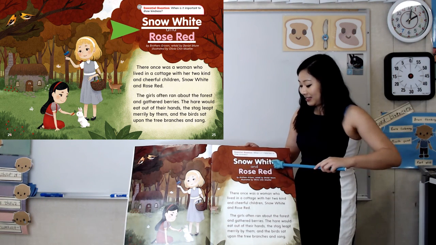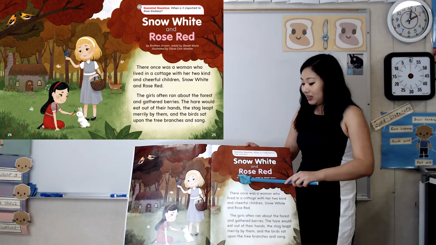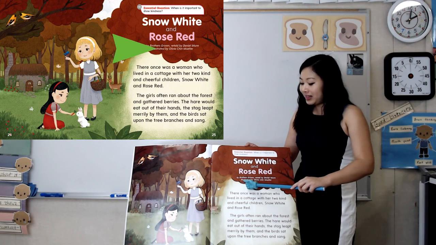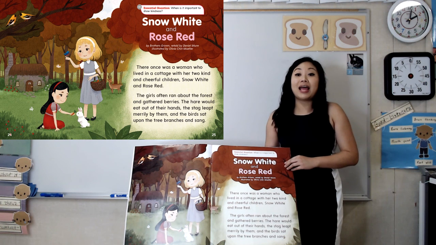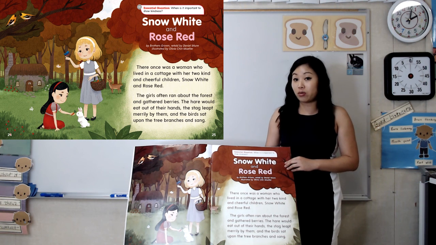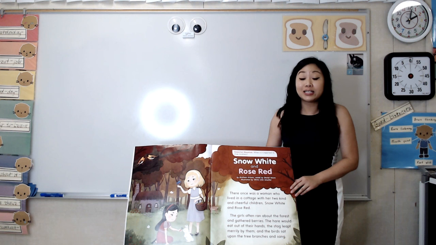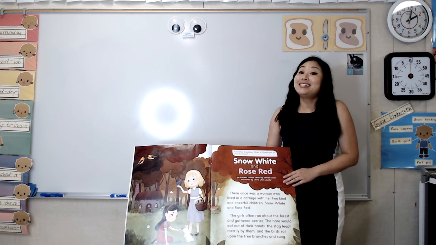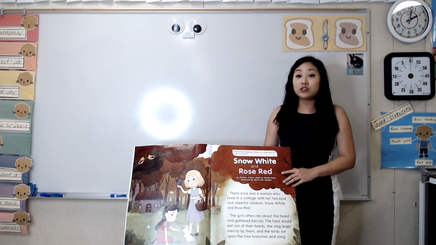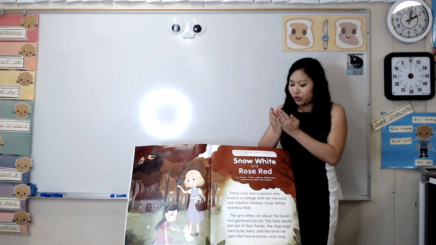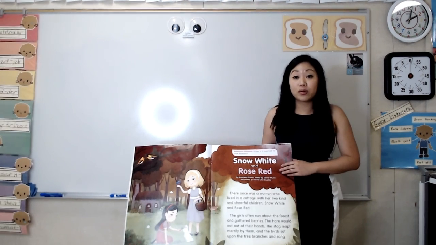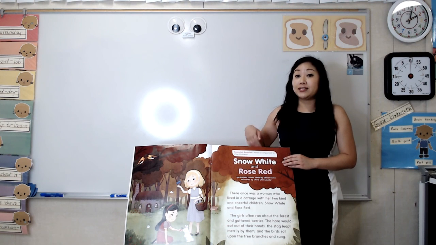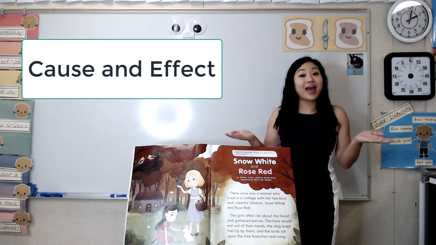This is the title, the author, and the illustrator. Remember, the author writes the words and the illustrator draws the pictures in the story, and those pictures are connected to the words on the page. Since this is the second time we are reading the story, we will be doing a close read. That means we will be taking a closer look at our story. Our focus this time is cause and effect.